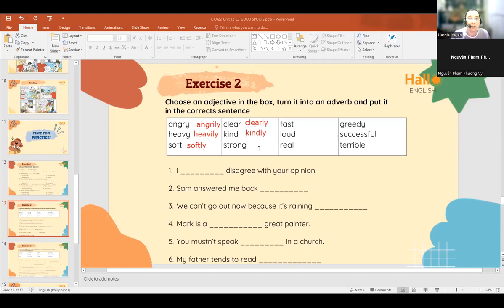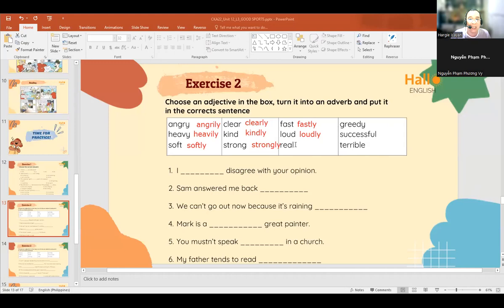Next, what about when we say strong? Strongly. Yes, strongly. Next, what about when we say fast? Fastly. Okay, so it's fastly. What about when we say loud? It becomes loudly.